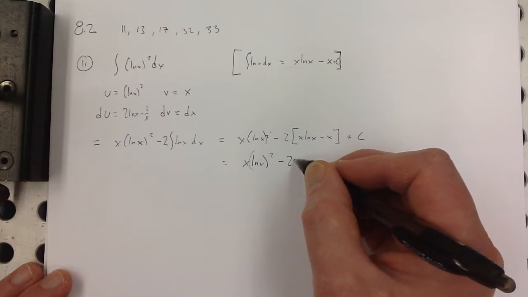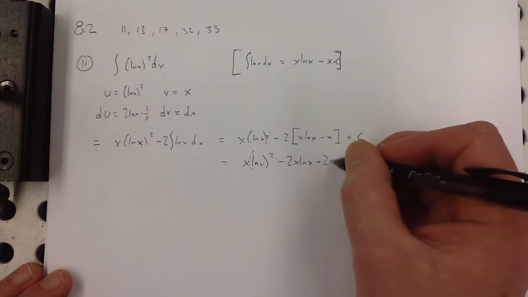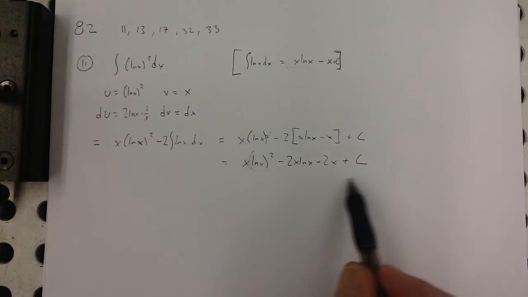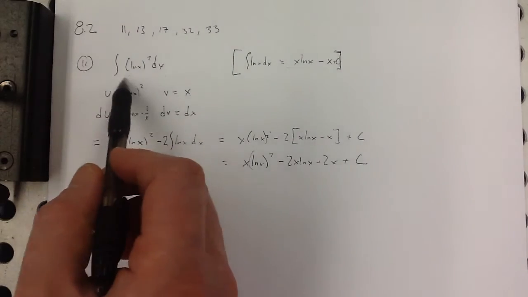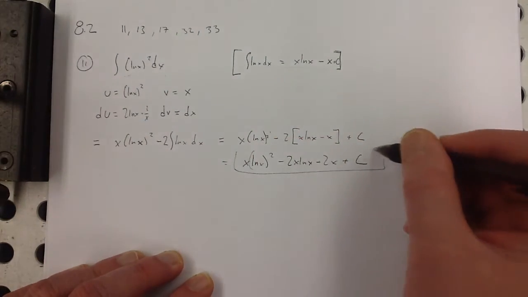and you might want to distribute through here, though you wouldn't have to. There you go. Every once in a while, to convince yourself that this is really doing what we think it's doing, you might want to take the derivative of this and see if indeed it gets you back to the original. So here's our answer right here.